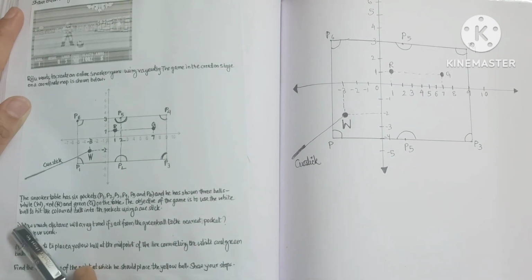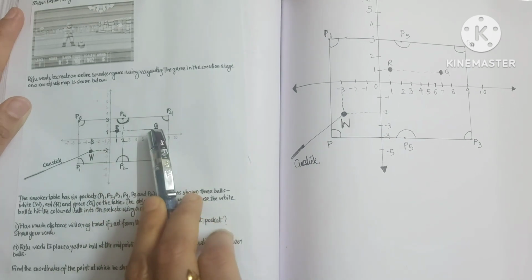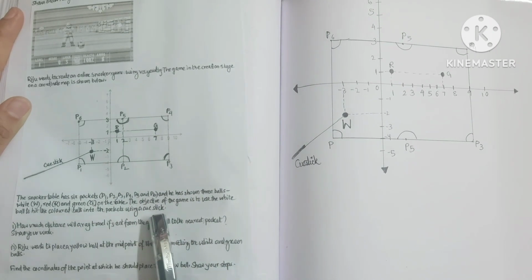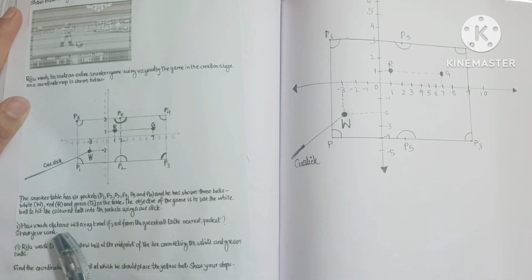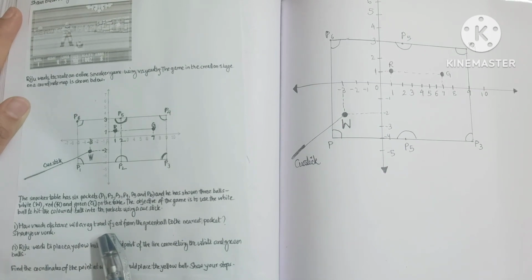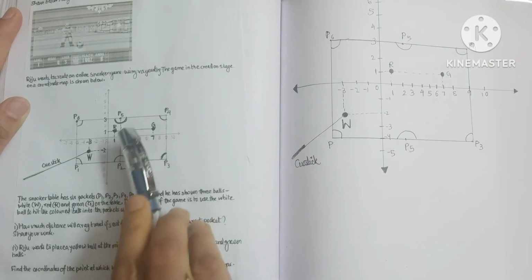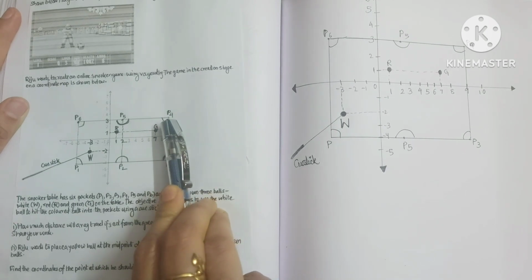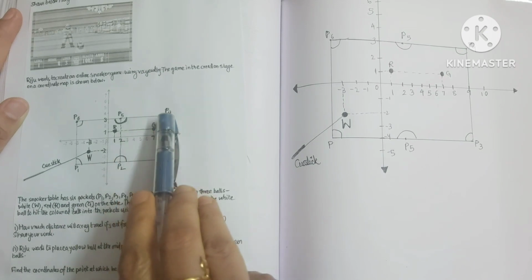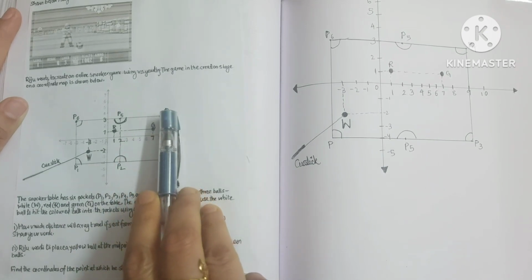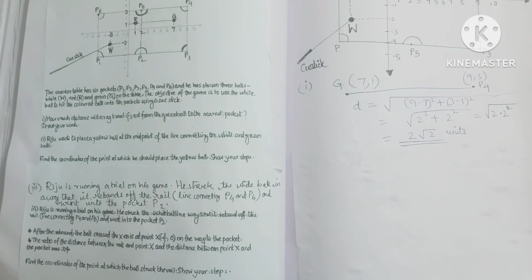The objective of the game is to use the white ball, this is the white ball, to hit the colored balls, that is red and green, into the pockets by using a cue stick. This is the cue stick. So the first question is, how much distance will a ray travel if sent from the green ball to the nearest pocket? The green ball is here and the nearest pocket is P4. So how much distance would the ray travel? If the green ball has to be sent to the P4 pocket, that is the question. So let's solve it.